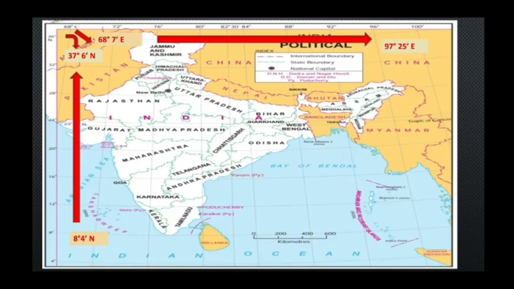So children, now if we go down towards the south, that is towards the Bay of Bengal, you can see that we are having Indira Point. So what is Indira Point? Indira Point is the southernmost tip of India. That means our country's location ends here. So that is the southernmost tip of India.